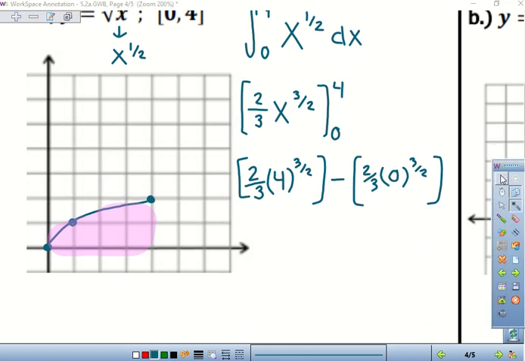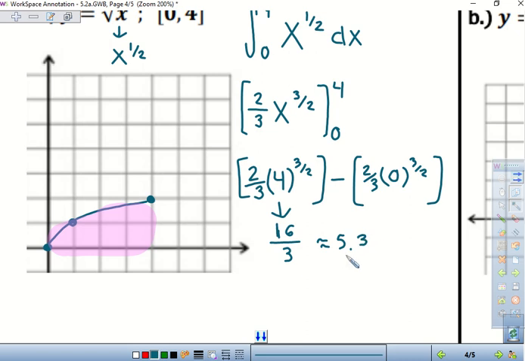Okay. So mathematically, 4 to the 3 halves is the same thing as the square root of 4 cubed. 4 cubed is 64. The square root of 64 is 8. 8 times 2 is? 16. Yep, good. So that's 16 over 3. Now, what's going to happen with this whole thing over here? 0. So it's just 16 over 3, which is approximately 5.3. Yeah, 5.3 approximately. Now, the reason I wrote it as a decimal approximation is because I want to make sure that you are going to recognize about what that area is.